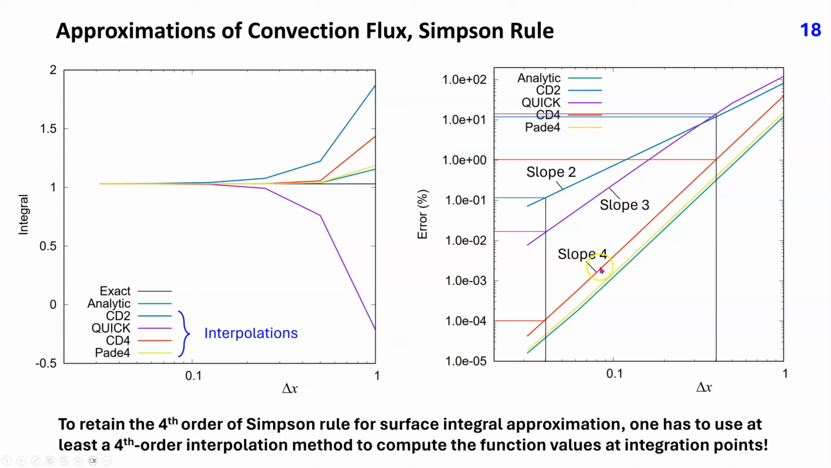red, green, and golden lines. The errors are somewhat smaller when the exact values are used. The compact scheme is very close, but the slope is the same as in the case of CD4 scheme. At the finest resolution tested, the errors from CD4 are 3 orders of magnitude smaller than errors from CD2 and 2 orders of magnitude smaller than errors from QUICK. Thus, Simpson rule with cubic interpolation delivers by far the most accurate result.